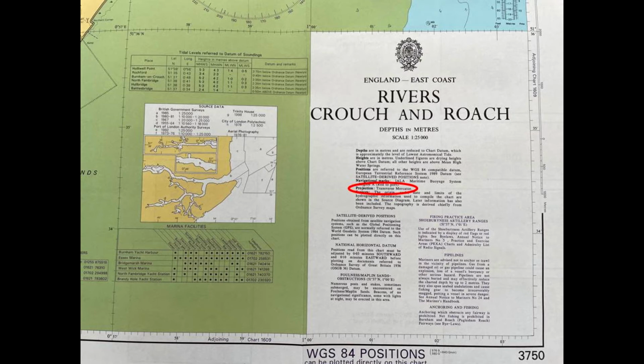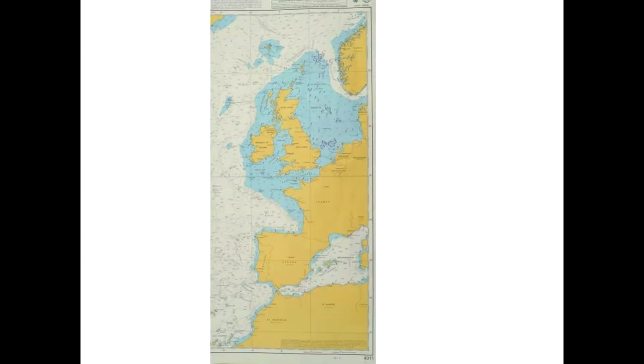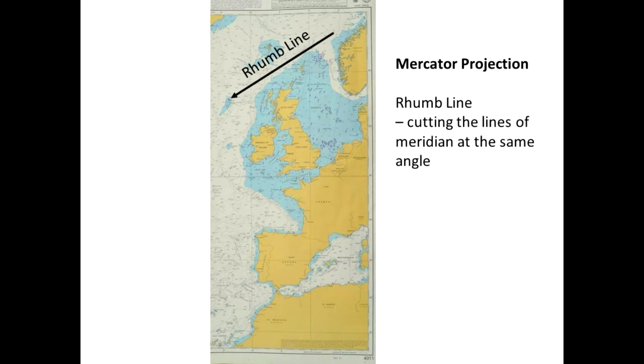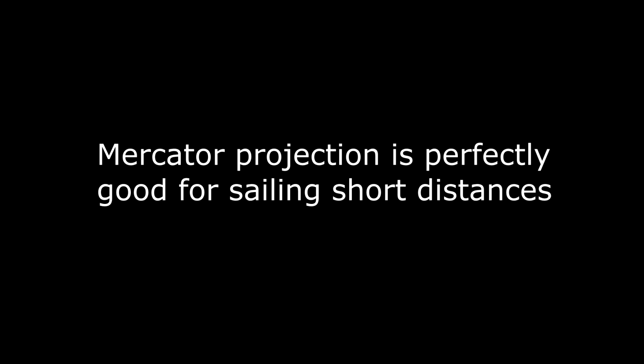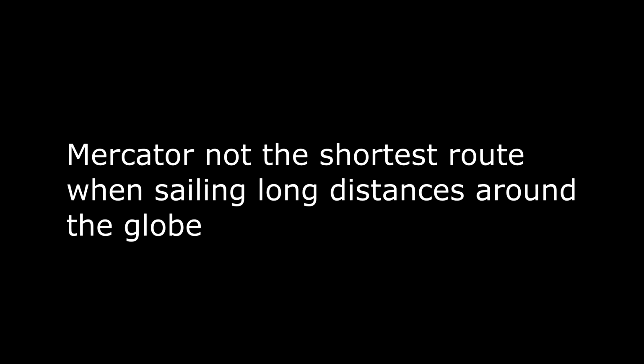Now, with Mercator's projection, the lines of meridian go straight up the chart, and if you were to draw a straight line that cut one or more of the meridians, it would be cutting each at the same angle, and this is referred to as a rhumb line. So when we draw our course on a Mercator chart and sail down this line, we are sailing down the rhumb line. Now, Mercator projection charts are perfectly good when you're sailing short distances, but they don't actually take you on the shortest route when it comes to sailing long distances around a globe.